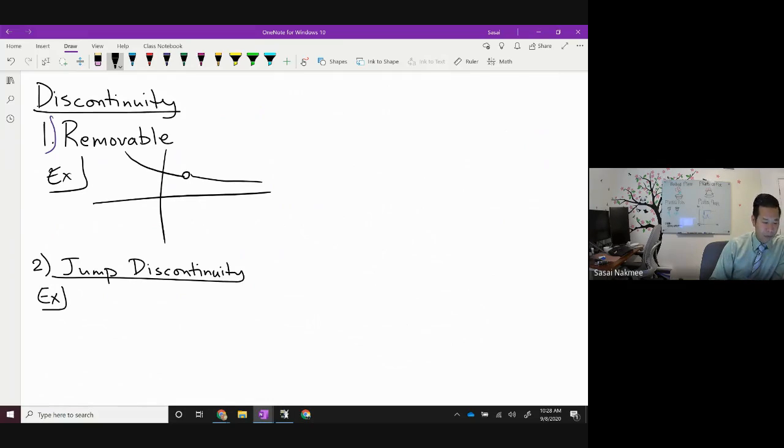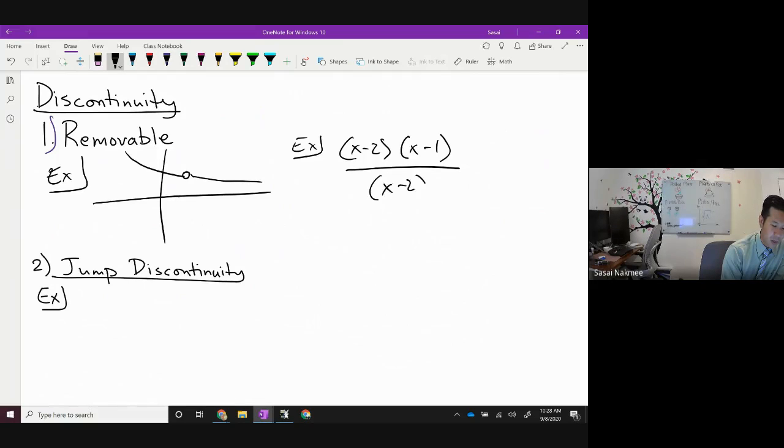That hole is your removable discontinuity, right? The function there doesn't exist at that point, so it fails the third condition. And since it fails the third condition, we say that it's discontinuous at that point, wherever that point is. And usually it looks something along the lines of this. I could have something like x minus 2 times x minus 1 over x minus 2, right? Since I'm able to factor and cancel these points right there, that creates a hole. And that hole is your removable discontinuity, okay?